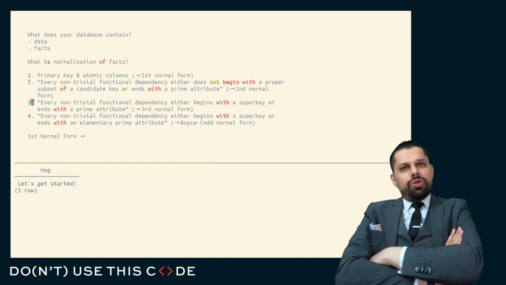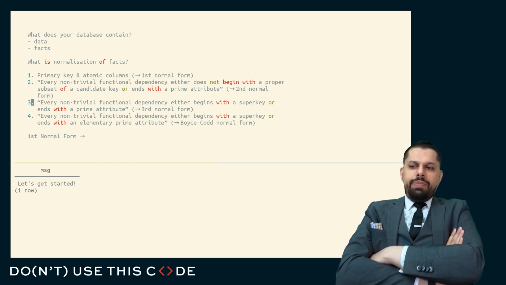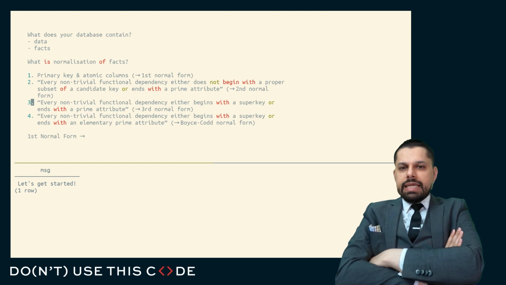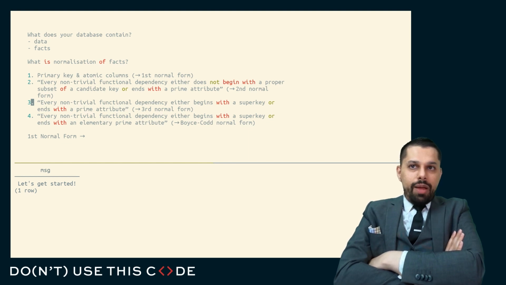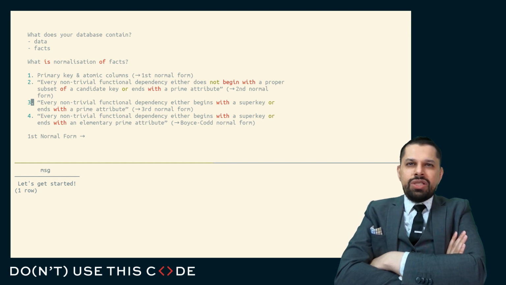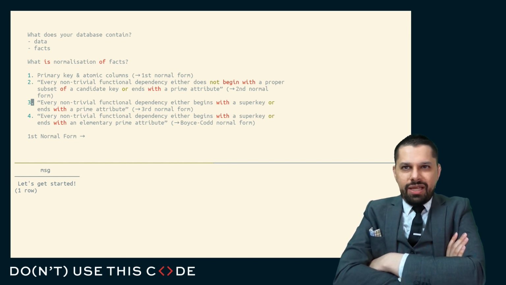And if we look at the different normal forms, we'll often see people refer to them in terms of primary keys, in terms of prime attributes, atomic columns. You'll see people say things like every non-trivial functional dependency either does not begin with a proper subset of a candidate key or it ends with a prime attribute. And who knows what that even means.